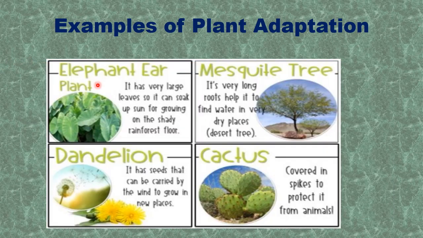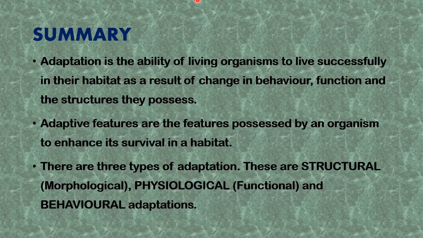Examples of plant adaptation: we have the elephant ear plant. It has very large leaves so it can soak up sun for growing on the shady rainforest floor. Mesquite tree. Its very long roots help it to find water in very dry places. It's a desert tree. We have the dandelion, which has seeds that can be carried by the wind to grow in new places. And we have the cactus plant, covered in spikes to protect it from animals and also to reduce water loss due to transpiration.